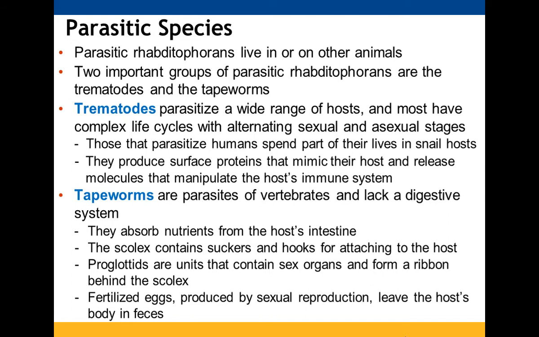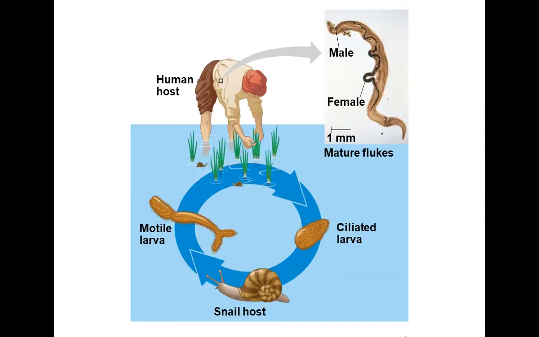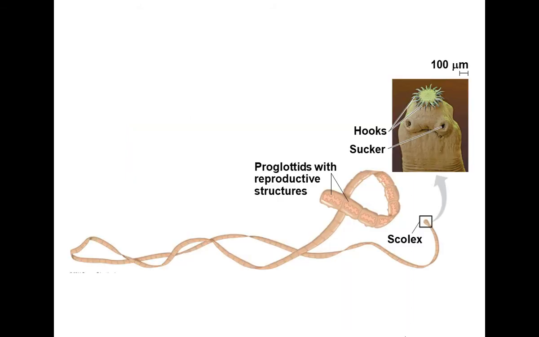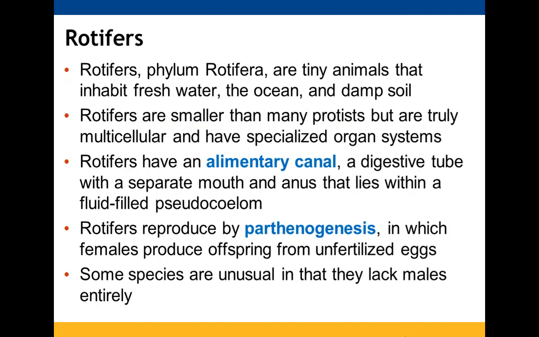Tapeworms are parasites of vertebrates. They do not have a digestive system. They take in nutrients from their host's intestine. The scolex contains suckers and hooks so they can attach to the host. The proglottids are the units that have their sex organs. They're found behind the scolex. And when their eggs are fertilized via sexual reproduction, they leave the host's body in feces. Yay. Don't go around those. Okay, so there are some examples of that.